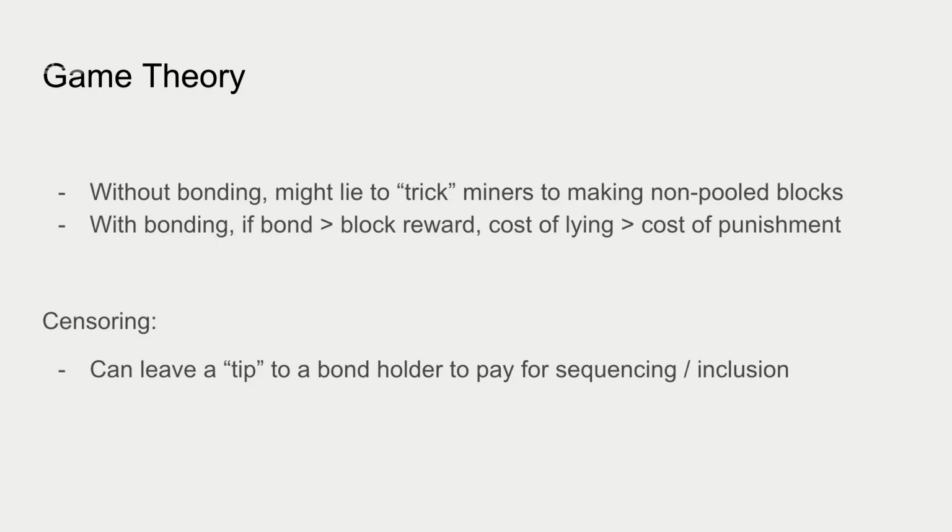And then in terms of censoring, you might wonder, well, what if I find a work share and then it isn't getting sequenced? You can also provide a tip to the bond operators, and the tip to the bond operators guarantees that they have incentive to include your message, kind of like a transaction fee.